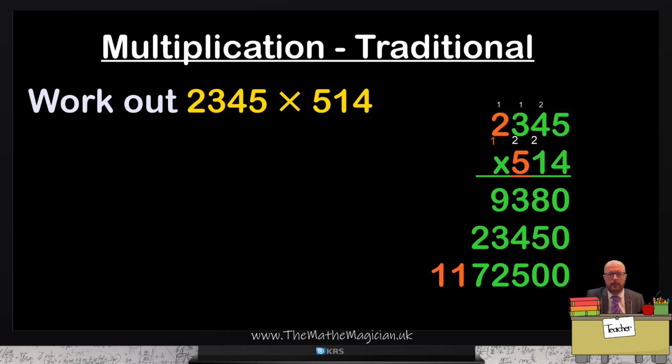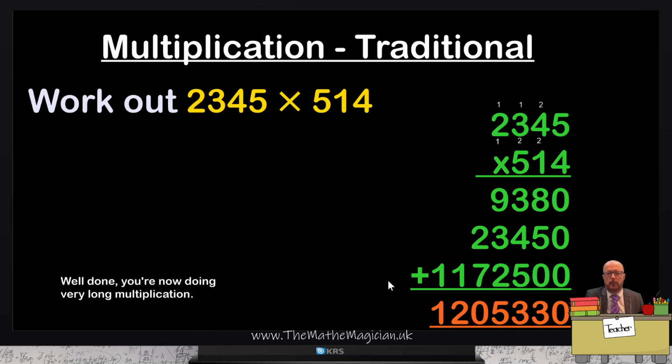We've finished doing the main work. We just need to add them up. We add these up. That's 0. That's 8. 9, 10, 11, 12, 13. 3 down, carry the 1. 5, 6, 7, 8, 9, 10, 11, 12, and the 1 is 13. Put it down here. 9, 10, 11, 12, 13, 14, 15. And if we carry on doing that, we should get 1205330.